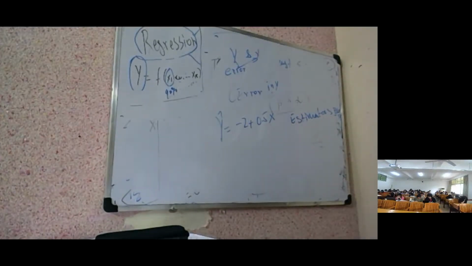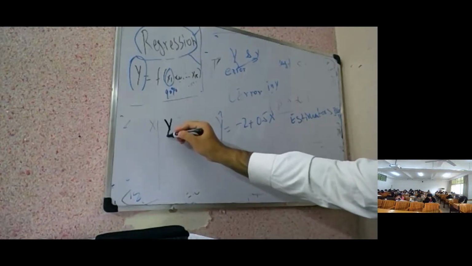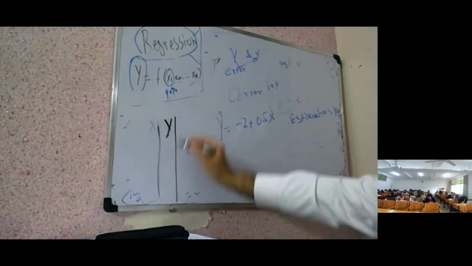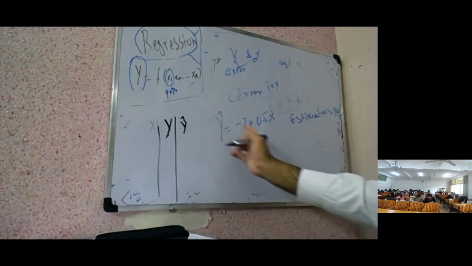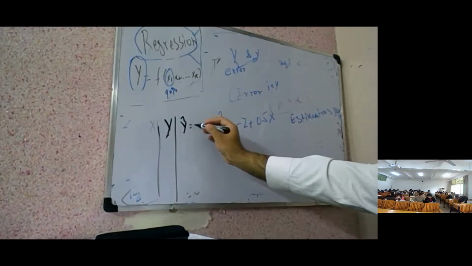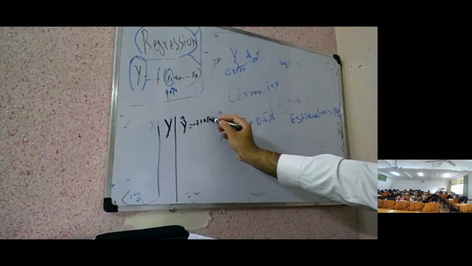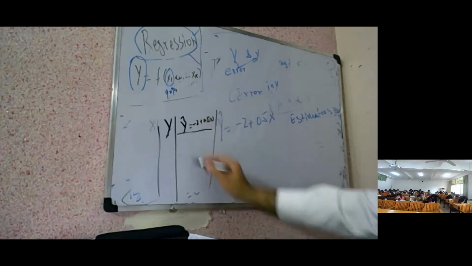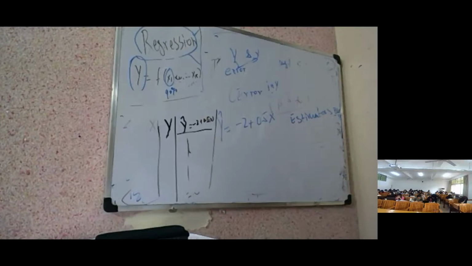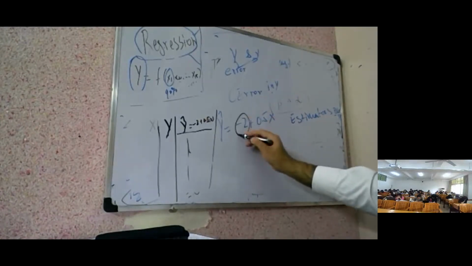Oops, it's not working. Let's do it like this. X and y, right? So we have a series. Now we have y hat, which is this. So we can calculate y hat as -2 plus 0.5 and putting the value of x here, and we can have another series of y hat, right? That we can get.